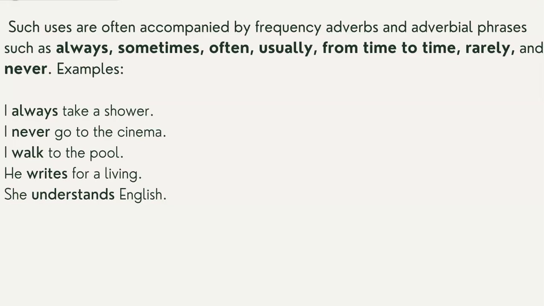Such uses are often accompanied by frequency adverbs and adverbial phrases such as always, sometimes, often, usually, from time to time, rarely, and never. Examples: I always take a shower. I never go to the cinema. I walk to the pool. He writes for a living. She understands English.